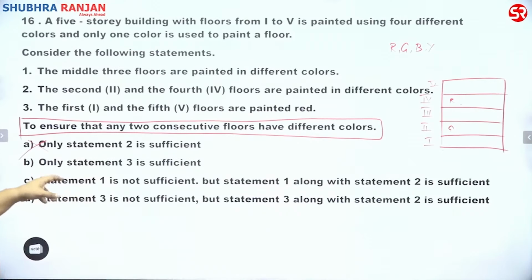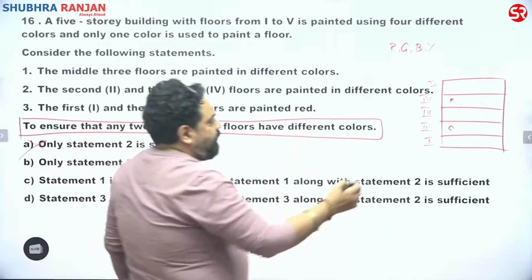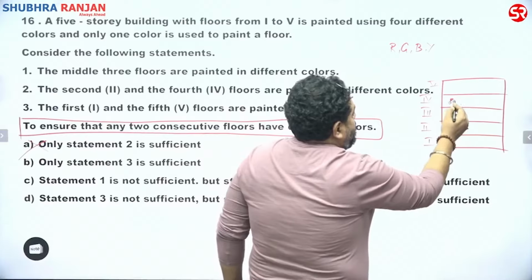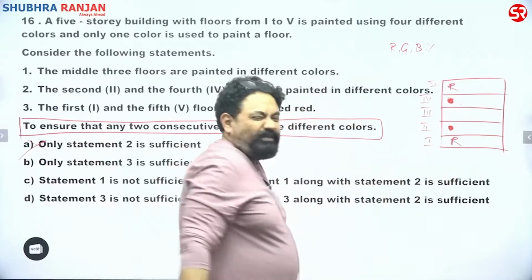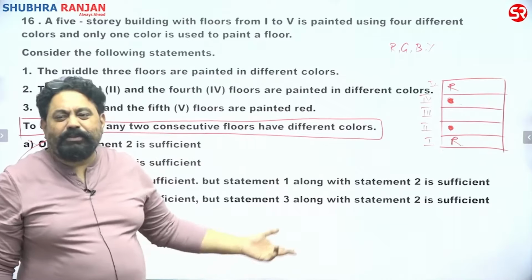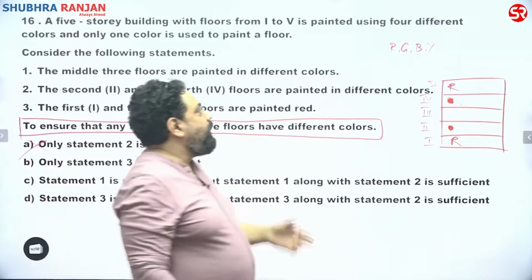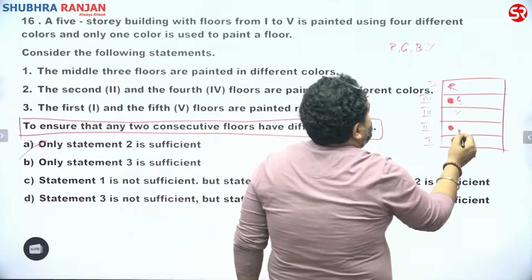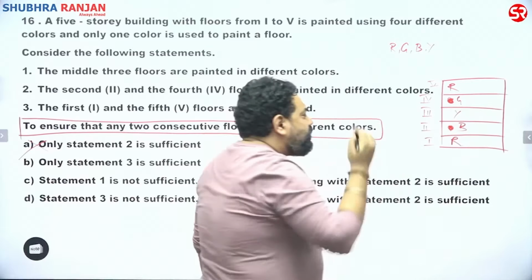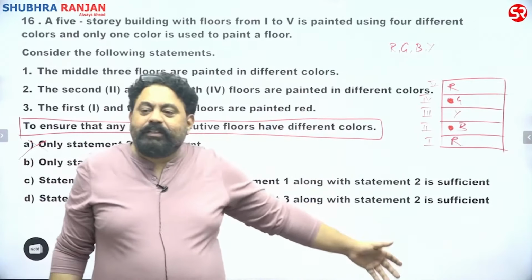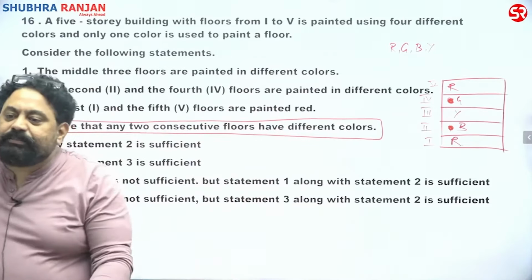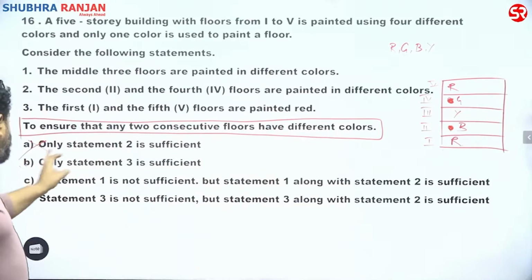Then he says, statement 3, first and the fifth floor are painted red. Amazing. रुको, ये रेड है, ये रेड है. This ensures any two consecutive floors have different color. बाकी ग्रीन, ब्लू, येलो कर लो. क्या it ensures? It ensures because ऊपर और नीचे सेम कलर है. तो any two consecutive won't have same color. यार I think this is a very right statement.